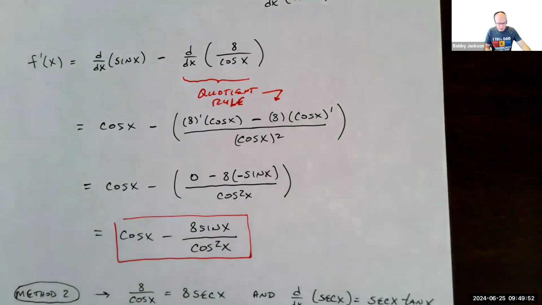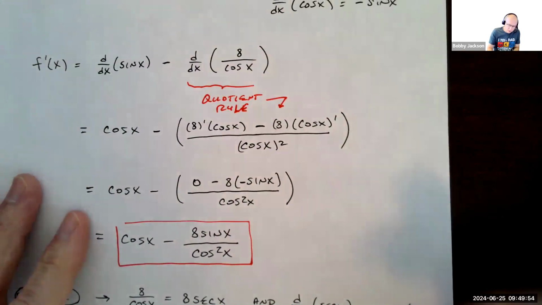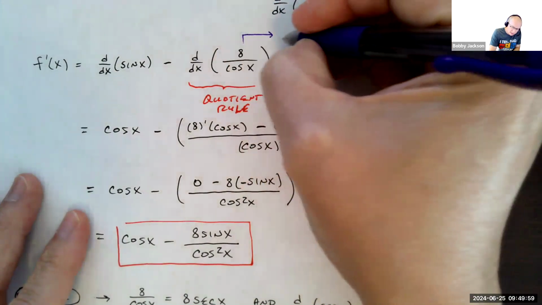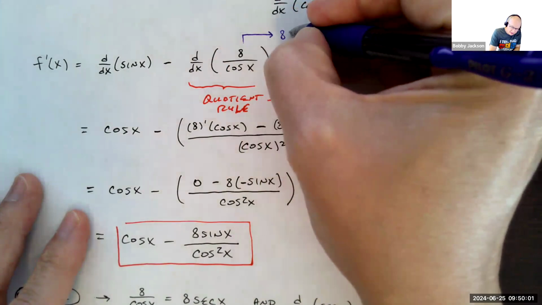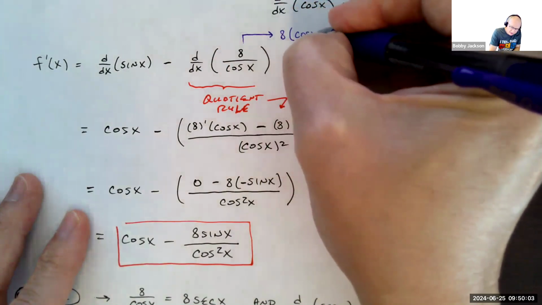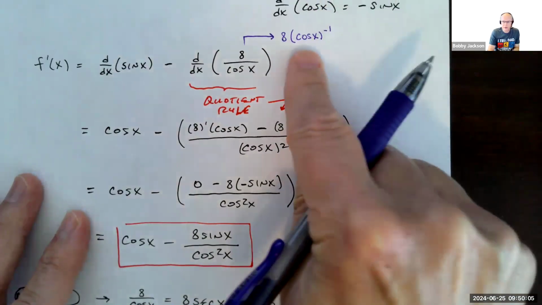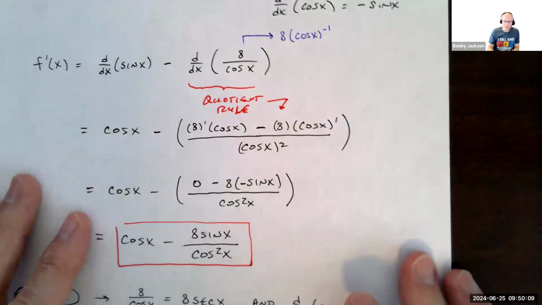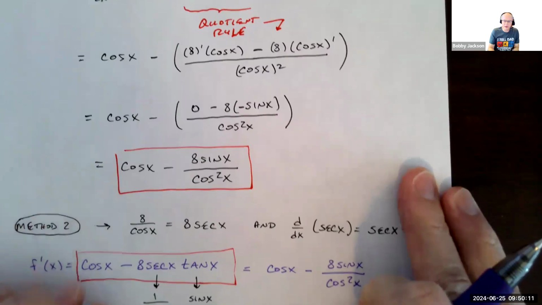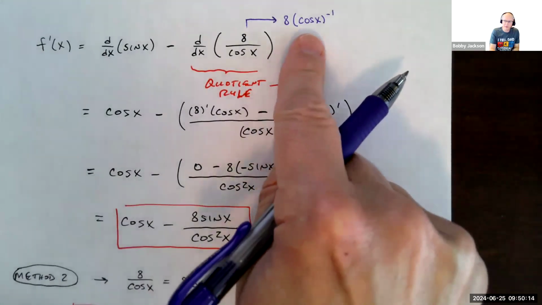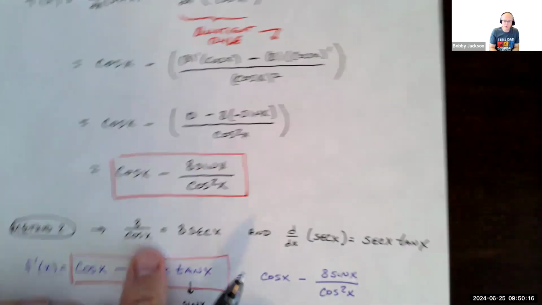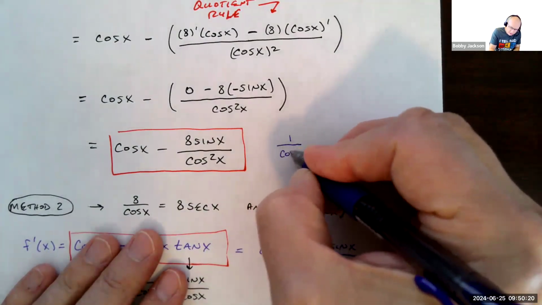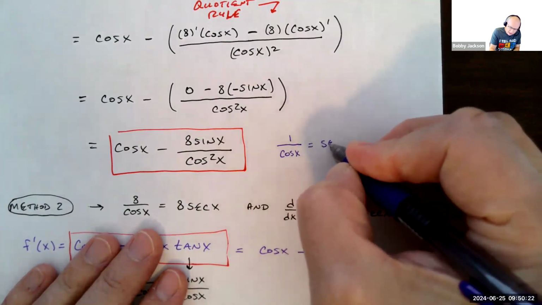Now, you don't have to use the quotient rule. By the way, you could rewrite this as 8 times cosine of x to the negative 1 power and use the chain rule. Or the second method I'm going to talk about is the fact that, well, what is cosine of x to the negative 1 power? What is 1 over cosine of x? The answer, 1 divided by cosine of x, is the same thing as secant x.